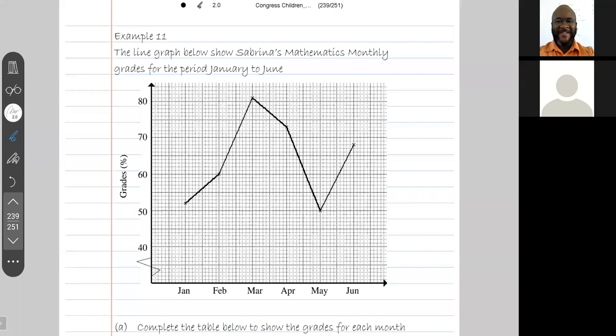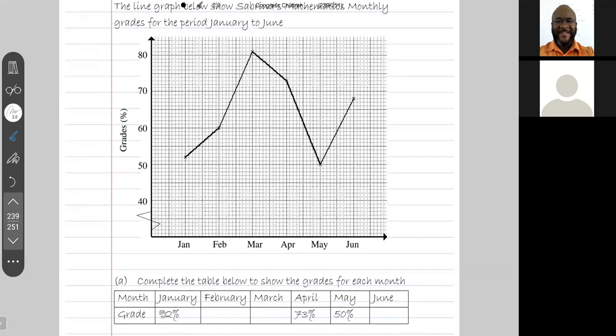All right, so example 11. This says the line graph below shows Sabrina's mathematics monthly grades for the period January to June. So Sabrina's grades are fluctuating all over the place. She started out with a 52% average, went as high as 81, but the lowest grade she has received has been 50 over the period January to June. We're asked to complete the table.